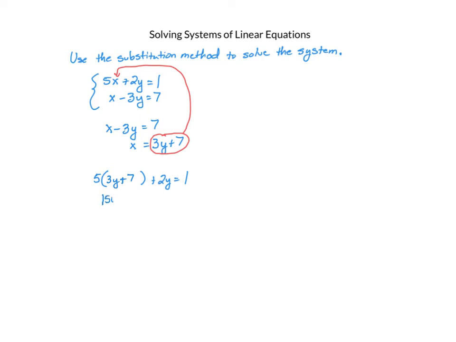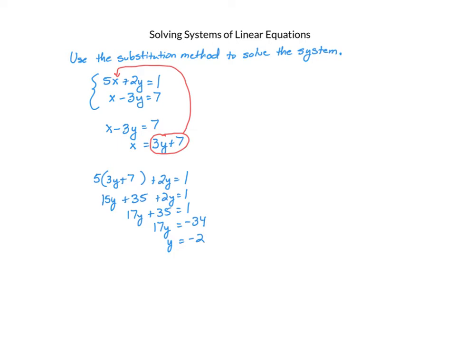So we have 15y plus 35 plus 2y equals 1. So we have 17y plus 35 equals 1. Subtract 35 from both sides and divide by 17. So our y value for the ordered pair that is a solution to this system is -2.